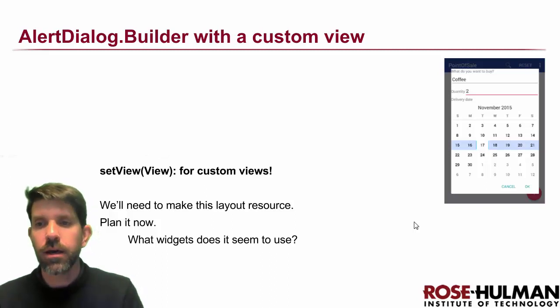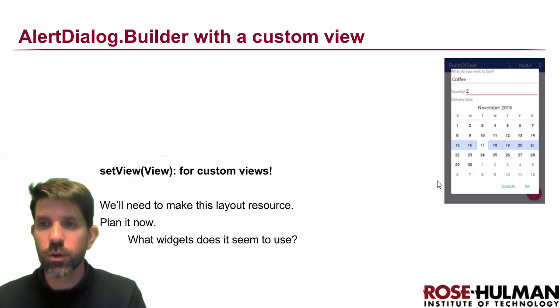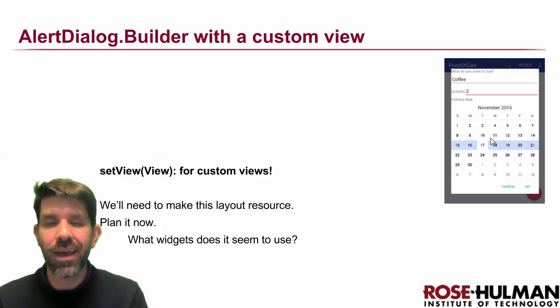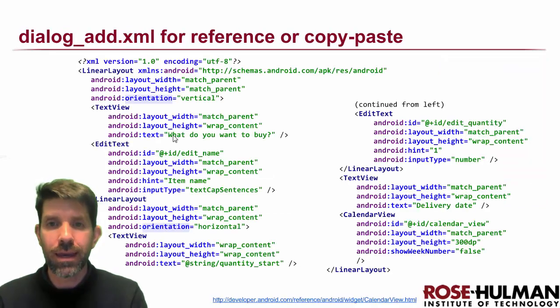Back to dialogues. So where did we leave off here? We just built an XML layout for our custom view. And again, here it is for your reference, if you want to cut and paste, or at least to verify what we typed in together. I know it was a lot of typing.